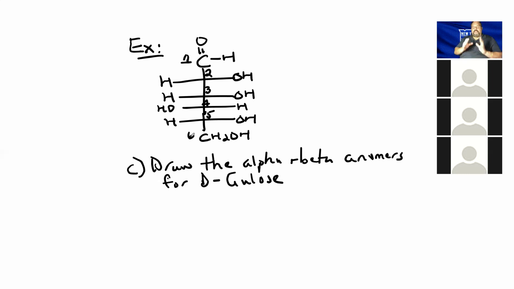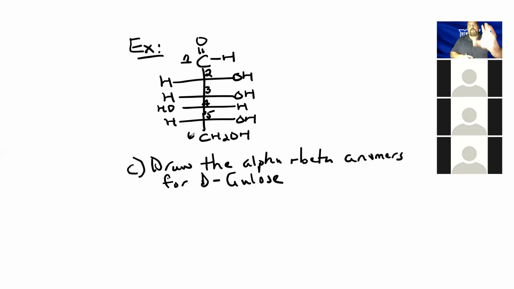Remember, what distinguishes one aldohexose from another? What distinguishes between glucose, galactose, gulose, all these aldohexoses? What distinguishes between all these aldohexoses are the directions of the OH groups on the chiral carbons. There's a difference somewhere in the direction of the OH groups on the chiral carbons.